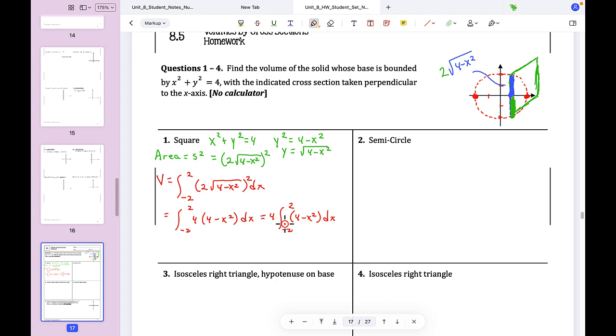Now when I integrate from -2 to 2, 4 minus x squared, I get 32 over 3. Multiplying that times 4, we get 128 over 3.